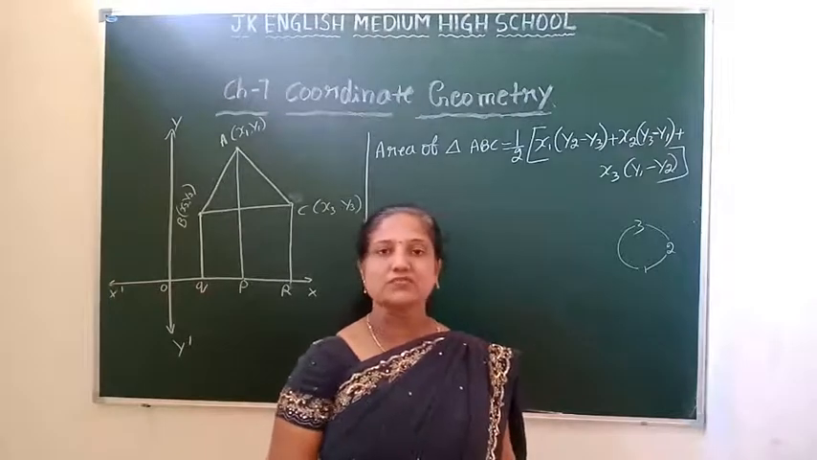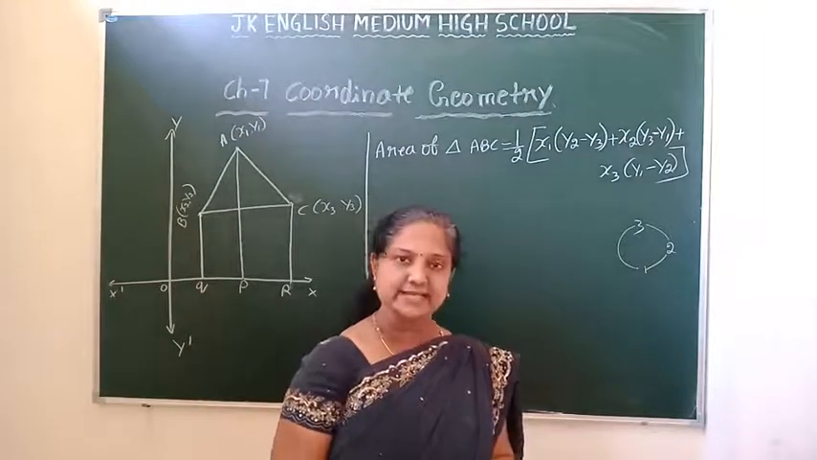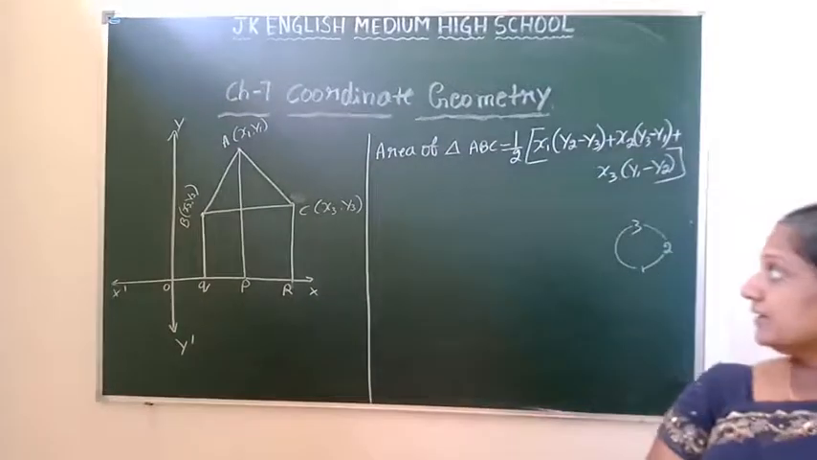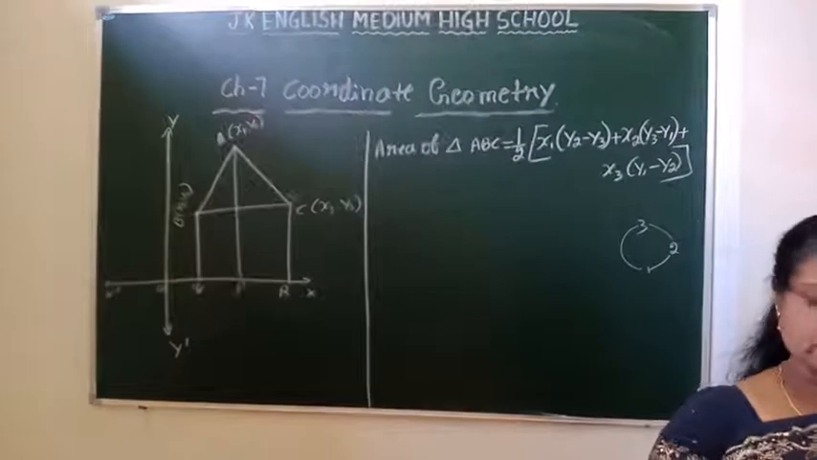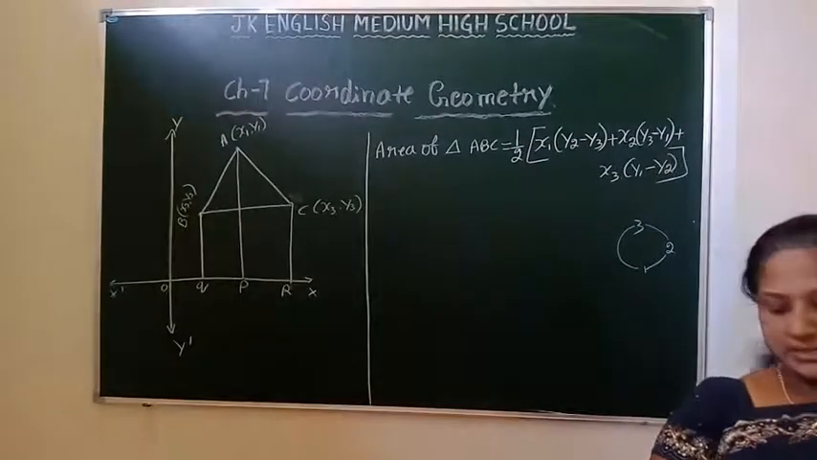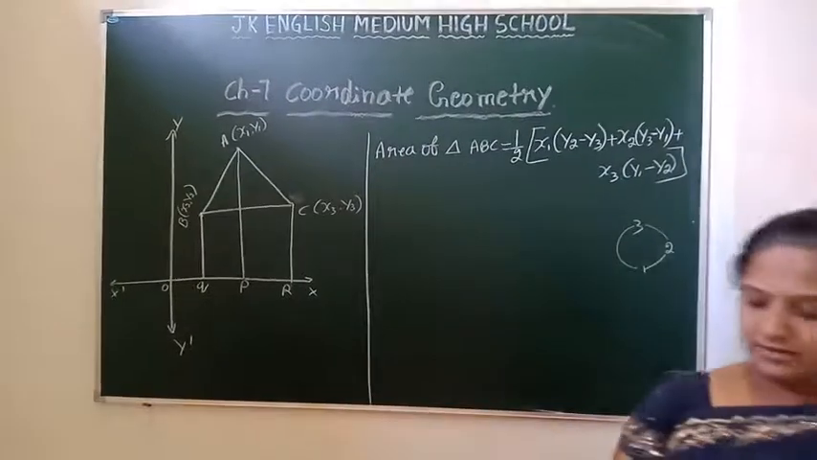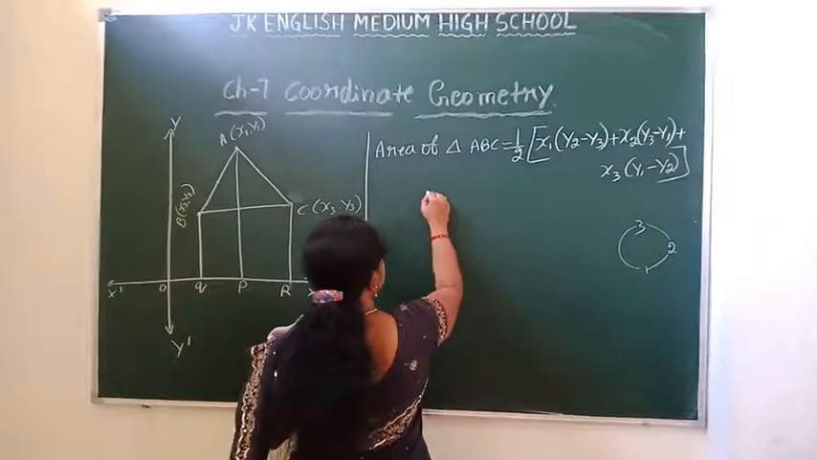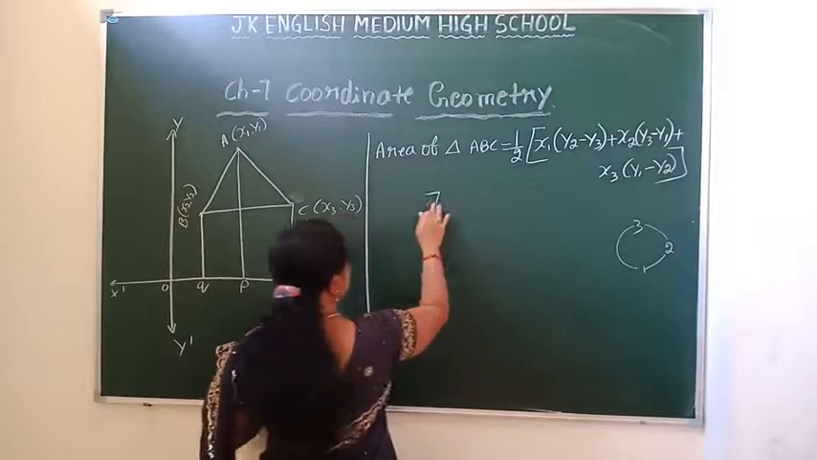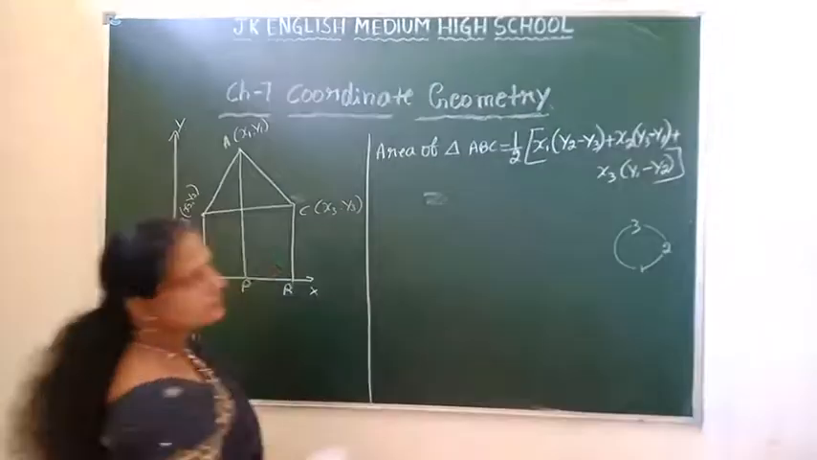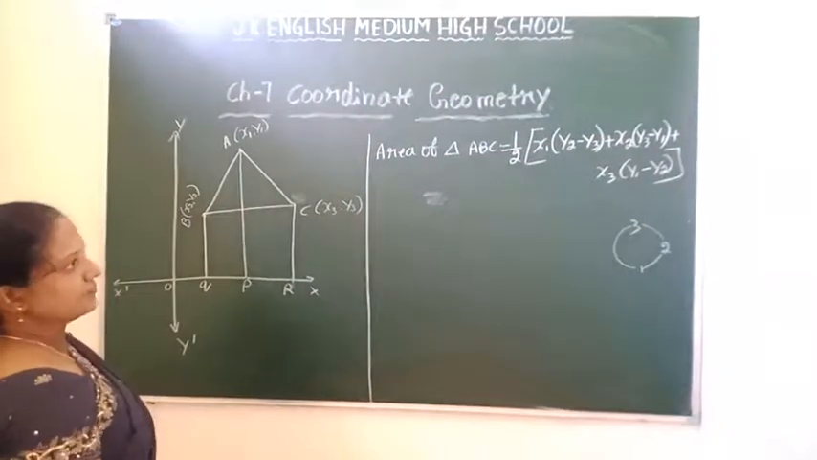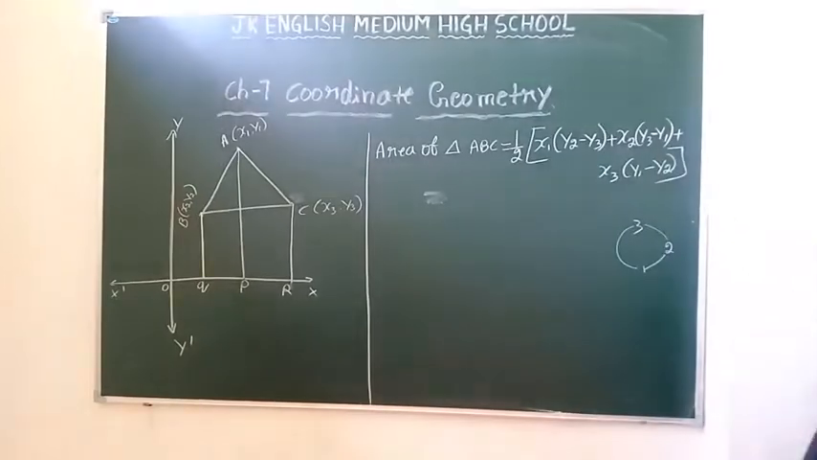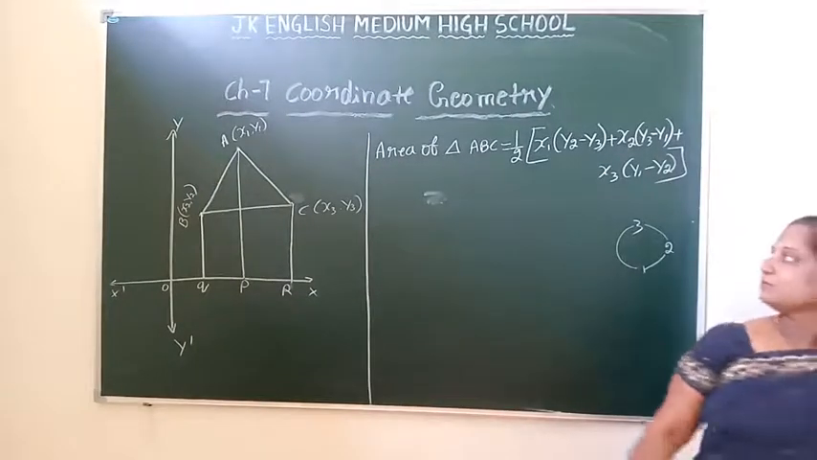Okay, children, by using this formula, I am going to solve the next exercise. I am going to write the question now. Write it this much. 7.3 exercise, children. First main, 7.3 exercise. See now, I am going to solve by using this formula now.